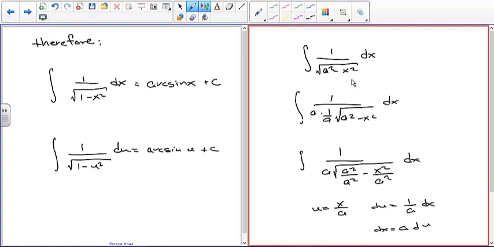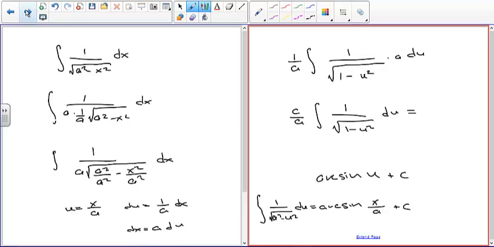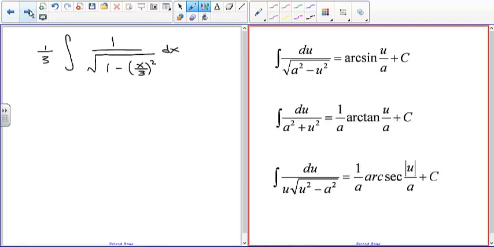Okay, so I'm starting with that. Multiplying, dividing by a. Oh, no, it is right. I was thinking of this one. There is no 1 over a. Okay, so I did do it right. I just didn't remember the formula right.